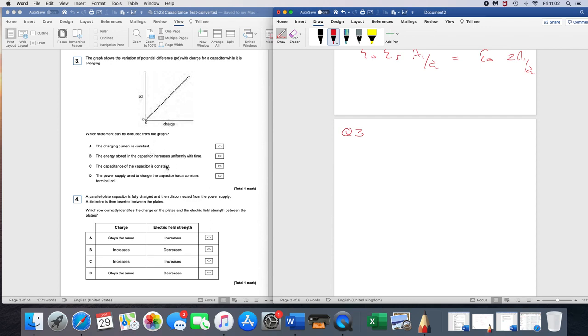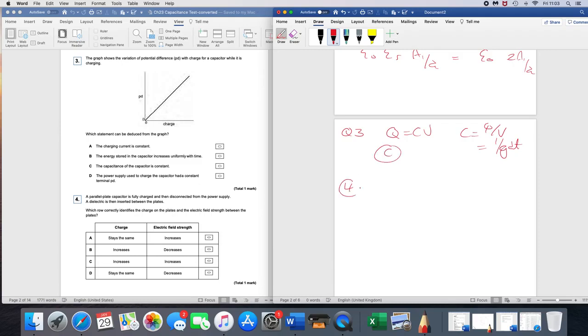C, the capacitance of the capacitor, is constant. Well, we know that Q equals CV, so C then is Q over V, which is 1 over the gradient. And the gradient is constant, therefore C is constant, so the answer is C.